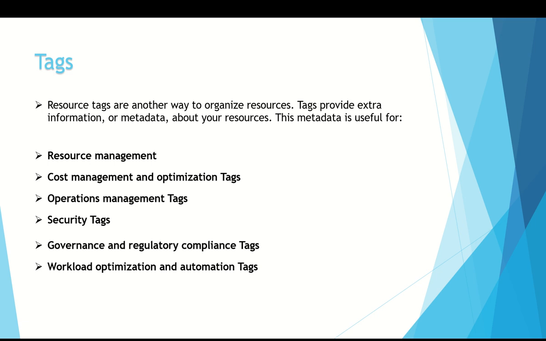Operations management tags enable you to group resources according to how critical their availability is to your business. This grouping helps you formulate SLAs, and an SLA is an uptime or performance guarantee between you and your users or your clients. Security tags enable you to classify data by its security levels, such as public or confidential.